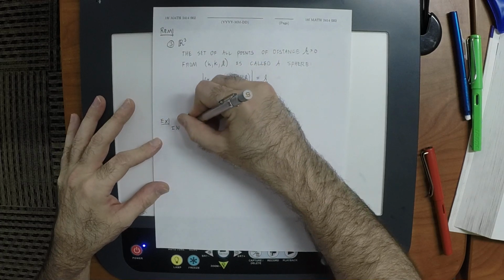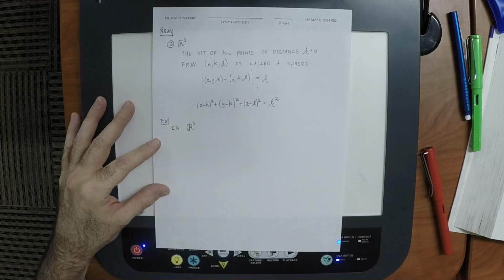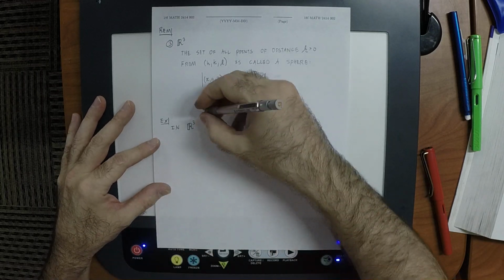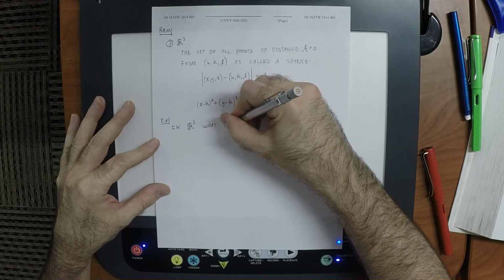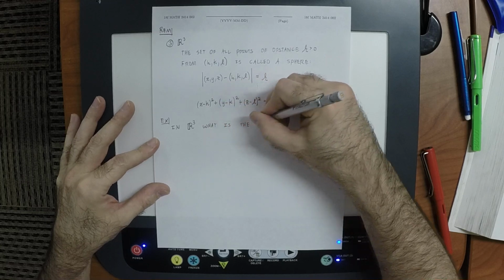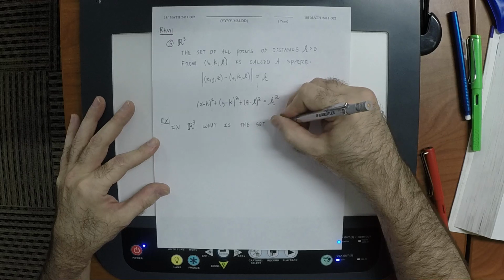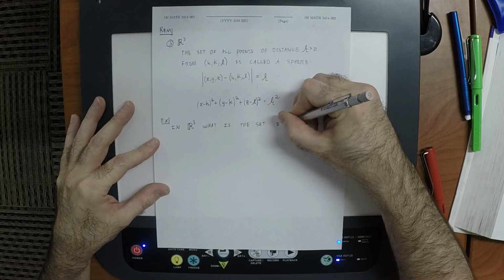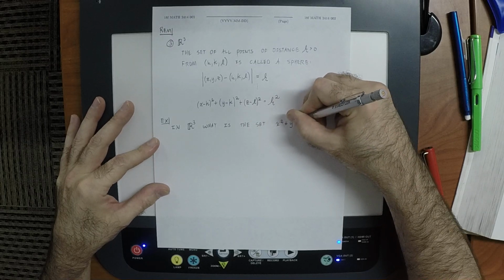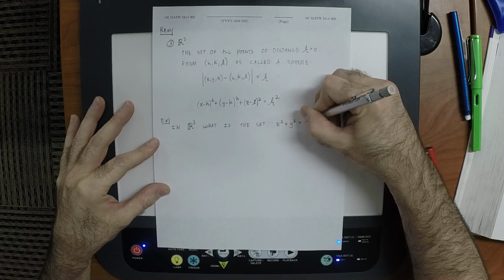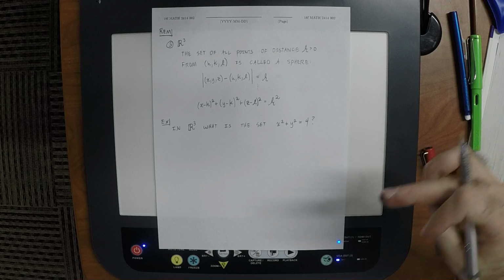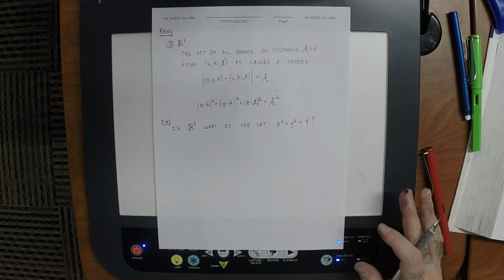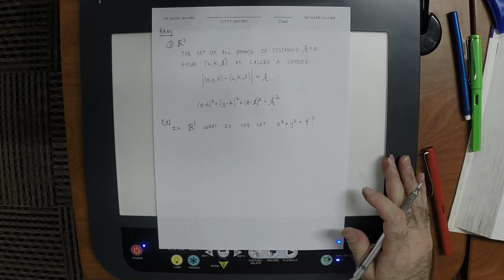In R3, so in R3 now, what is the set x squared plus y squared is equal to 4? That is to say, what is the set of all x, y that satisfies this equation? What does it look like?